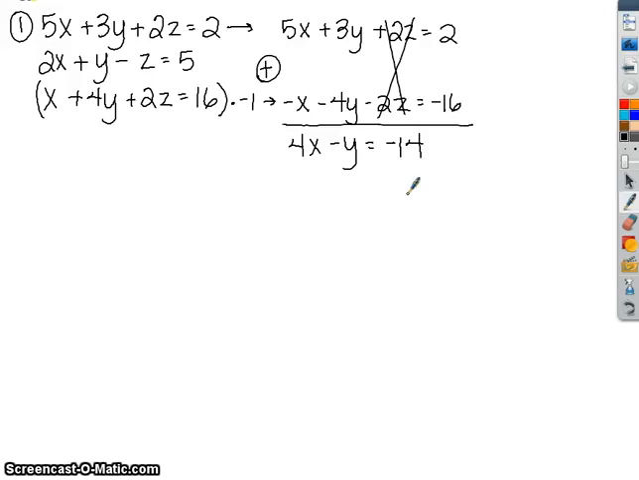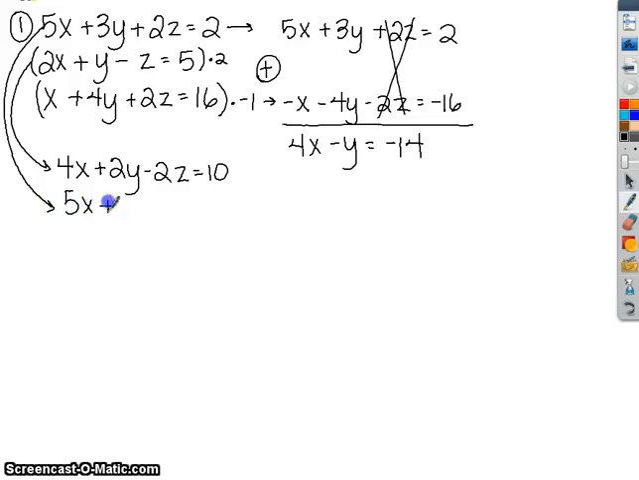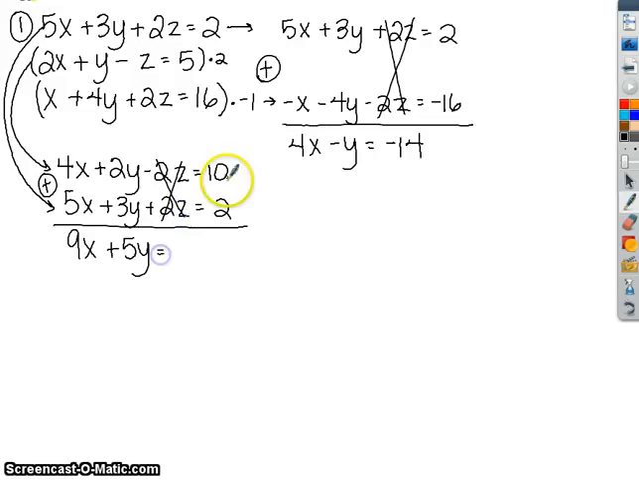Now the second thing I'm going to do is use a different combination of 2 equations, and I'm going to eliminate z again. It doesn't matter what you choose, I'm just going to choose the first 2. In order to do that, I'm going to multiply this through by 2. So if I write that down here, I get 4x plus 2y minus 2z equals 10. And now again, I'm not multiplying anything here, I'm just rewriting this. So 5x, 3y, 2z, and 2. All right, so now when we add, we get 9x plus 5y, z's are gone, that's what we wanted, equals 12.